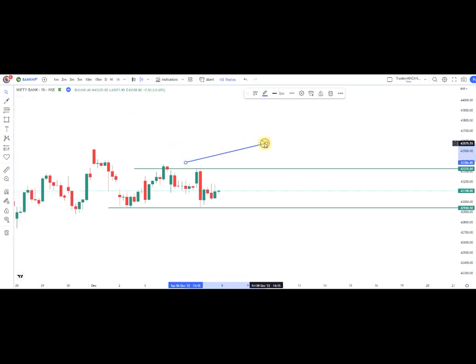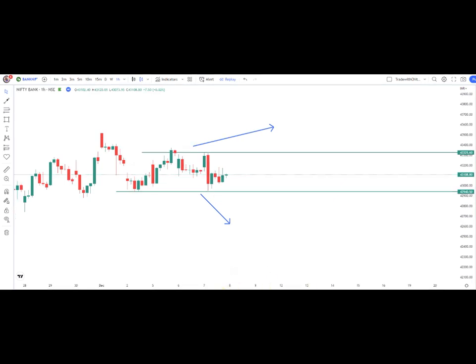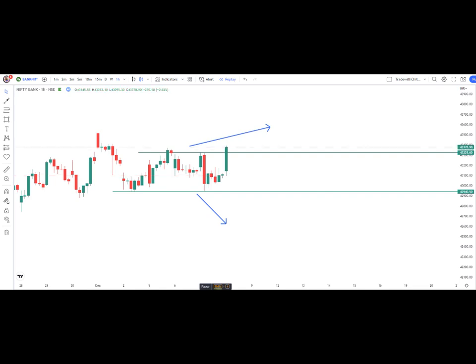One can enter into the long trade if this high of the mother candle is taken away, and we can enter into the short trade if this low is taken away. So now we didn't get any trade. We will see how the trade is going on, whether we'll get the long or the short trade.